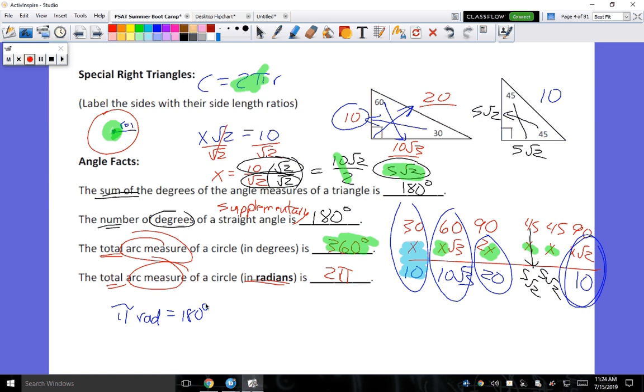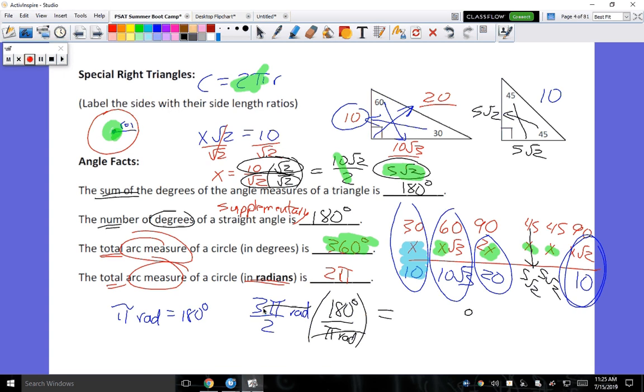You with me? So let's do a couple things real quick. I want to change 3 pi over 2 radians, and I want to change it to degrees. What do I multiply in order to get my answer in degrees? 180 over pi. Because the radians are going to cancel, and I'm left with the degrees on top.